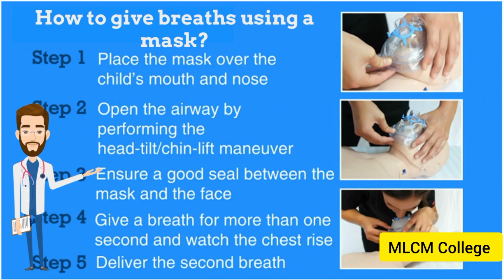How to give breaths using a mask. Step 1. Place the mask over the child's mouth and nose. Step 2. Open the airway by performing the head tilt/chin lift maneuver. Step 3. Ensure a good seal between the mask and the face. Step 4. Give a breath for more than 1 second and watch the chest rise. Step 5. Deliver the second breath.